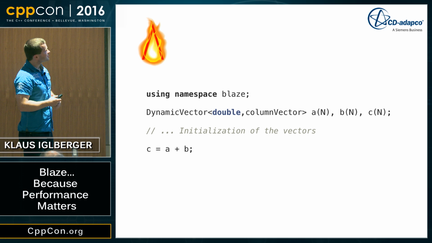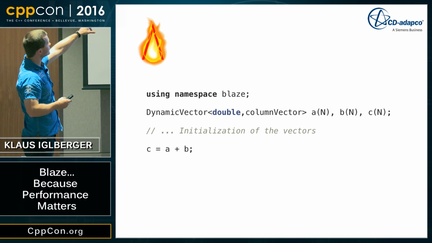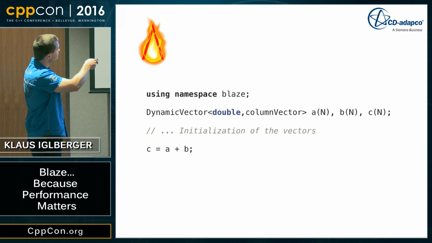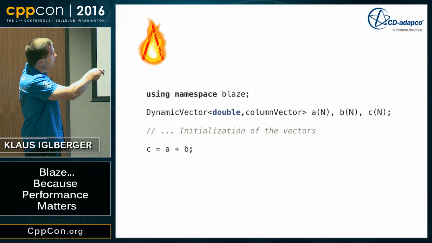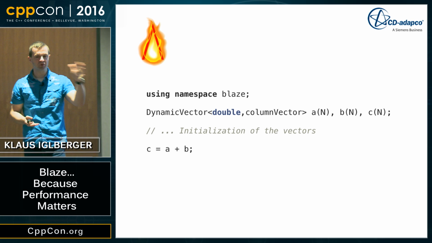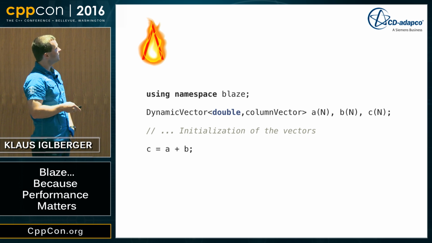So if I want, for instance, as I just showed you or explained to you, to add 2 vectors, then this is how it looks. You create 2 dynamic column vectors. I always use double. A, B, C, all with the size n, then I just add them. Very convenient, very easy. This is what you use if you use Eigen too. So Eigen does exactly the same thing.